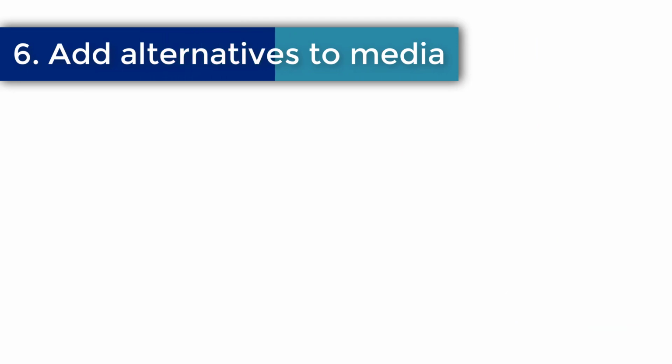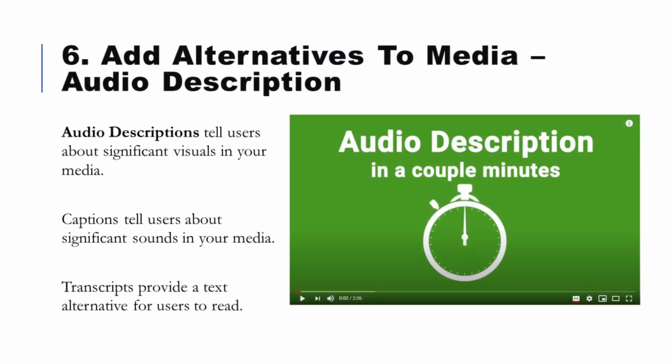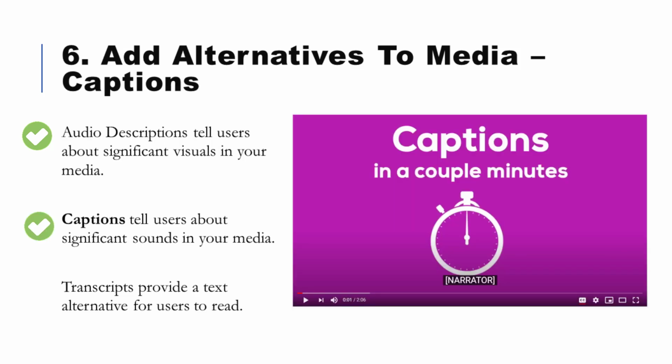You also need alternatives for your media content, including audio description, captions, and transcripts. Audio descriptions tell users about significant visuals in your media. To learn more about audio description, I recommend watching the video from Rooted in Rights called Audio Description in a Couple Minutes. Captions tell users about significant sounds in your media. And to learn more about captions, check out the video from Rooted in Rights called Captions in a Couple Minutes.